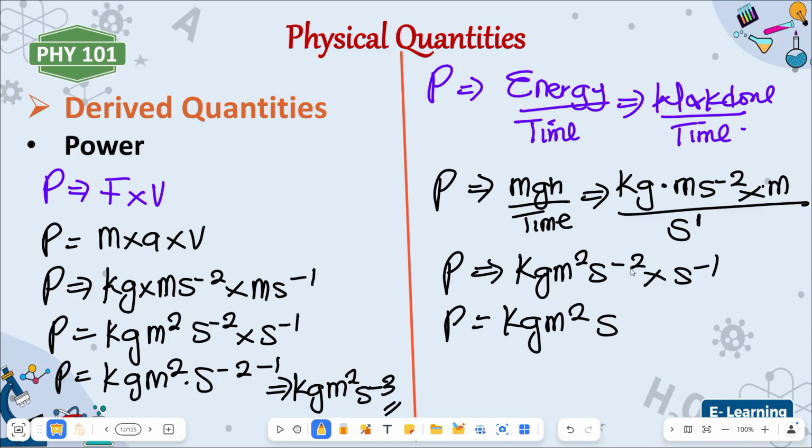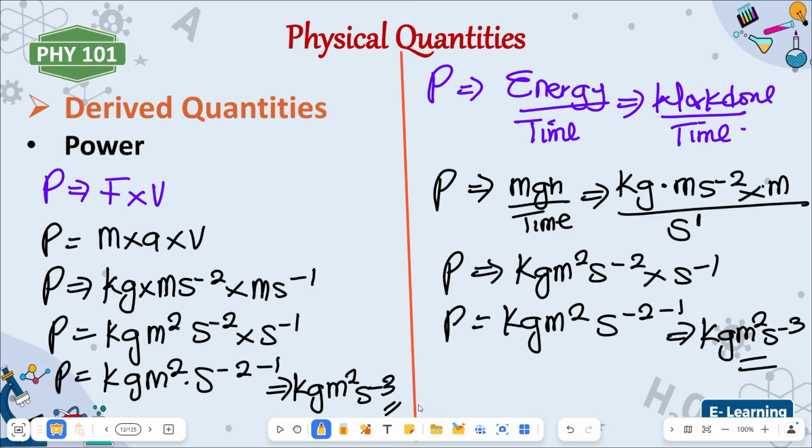The bases are equal. What do you do to the power? If multiplication is in between them, you collect the powers and add them, which is minus 2 minus 1, because plus times minus will give us minus 1. So that finally the answer will be kg meter square seconds cube. Alright, that is the answer to that question. Is that okay? Which is also work done over time.